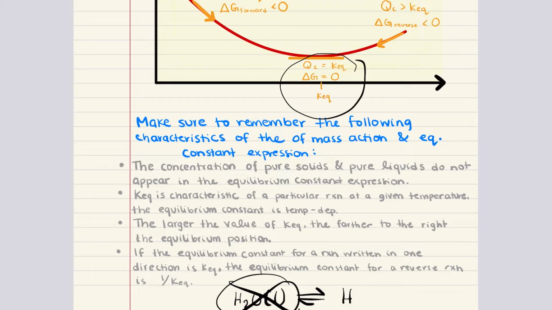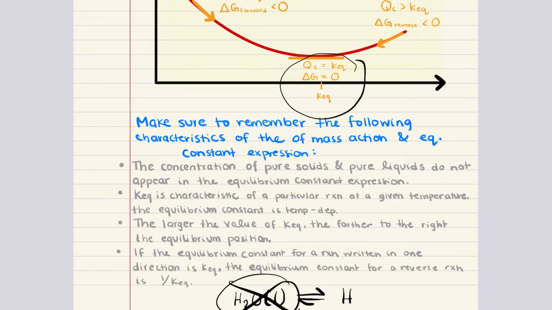The second point has to do with temperature dependence. The equilibrium constant K is characteristic of a particular reaction at a given temperature. Please note that changing the temperature will change the value of K. The third point deals with the magnitude of K. The larger the value of K, the further to the right the equilibrium position lies, indicating a greater concentration of products relative to reactants. On the other hand, a smaller K value indicates an equilibrium position that favors the reactants.